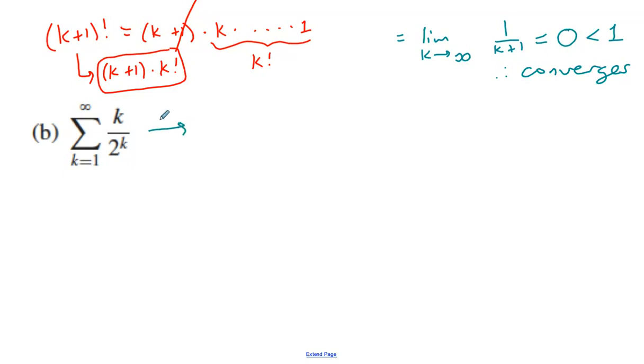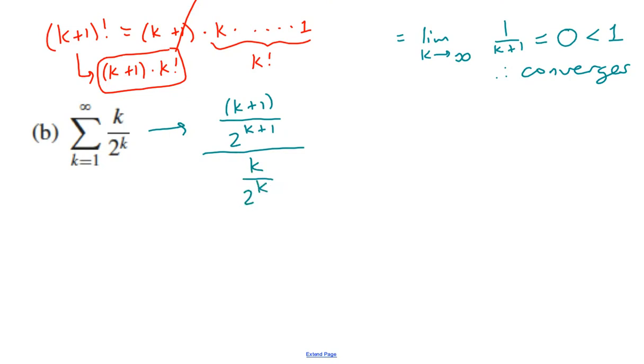Here's what we do. We take the k plus 1th term. So that's not k now, it's k plus 1. And it's not 2 to the k, it's 2 raised to the k plus 1. And all that's divided by the original term, k over 2 to the k.